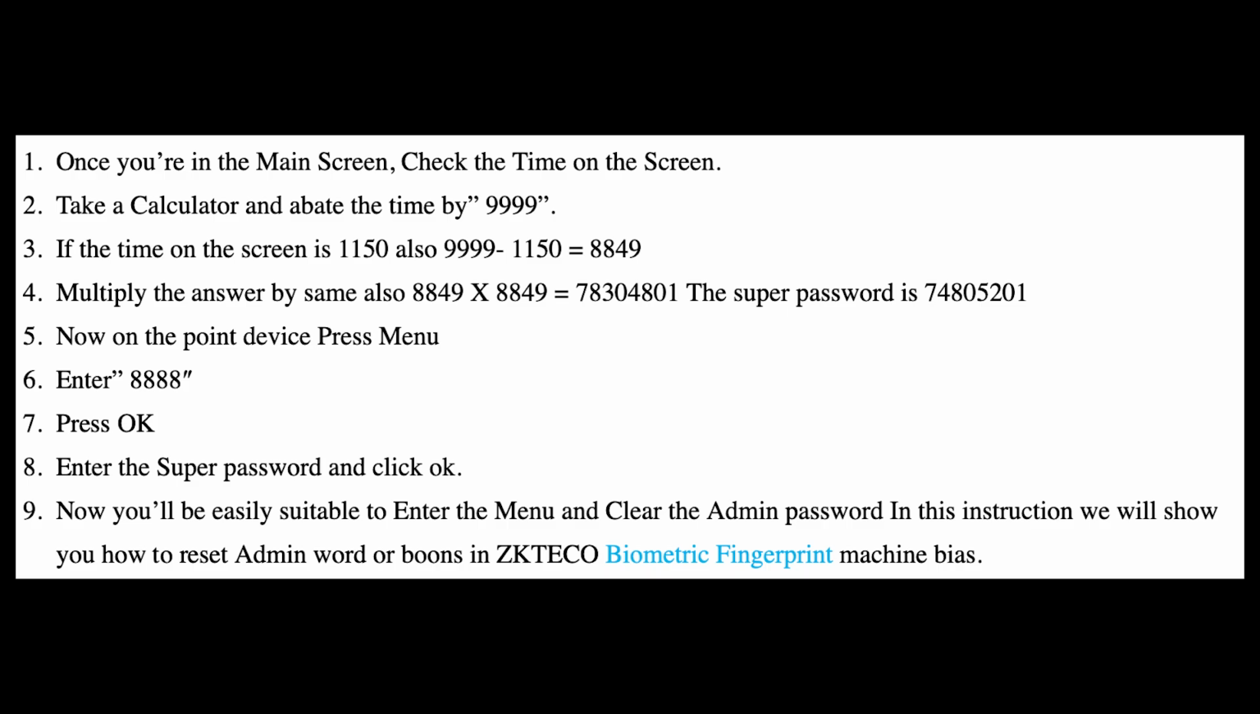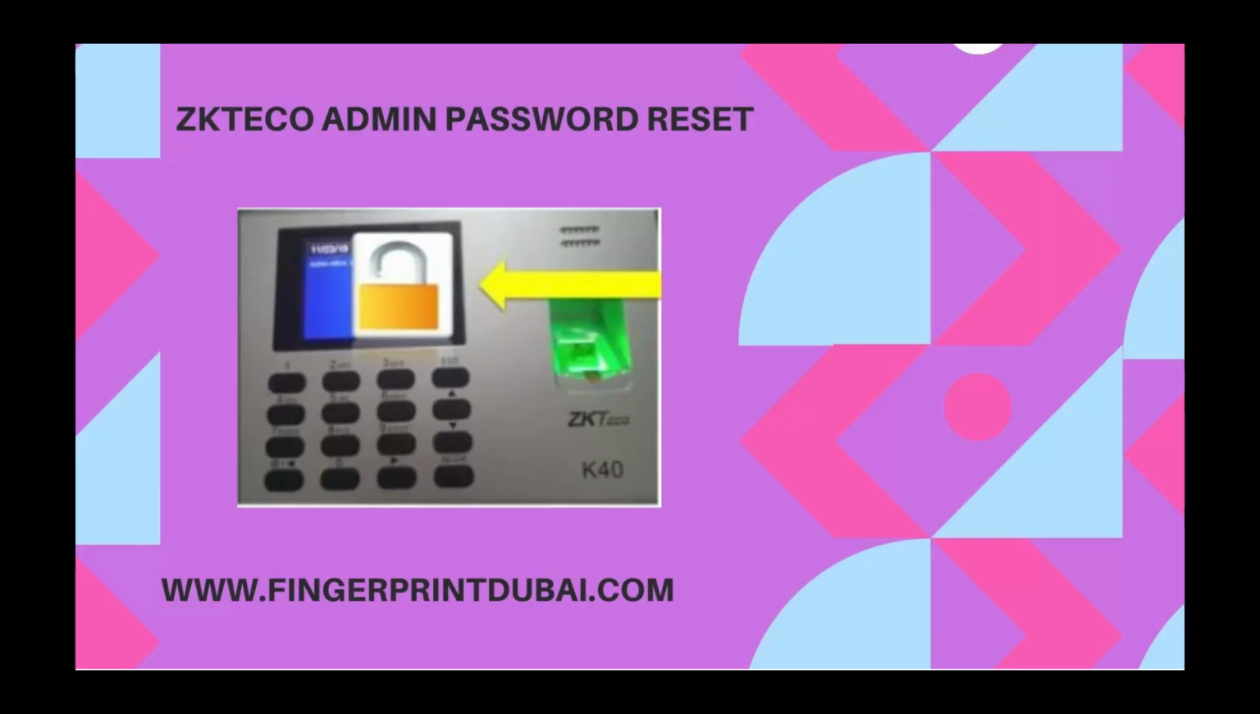To request the reset code, contact ZKTeco support or the authorized distributor where the device was purchased. You'll usually need to provide proof of ownership, the serial number, and sometimes photos of the device. If ZKTeco provides the reset code, enter it on the device's admin login screen when prompted. This will reset the admin credentials or allow you to create a new admin account.